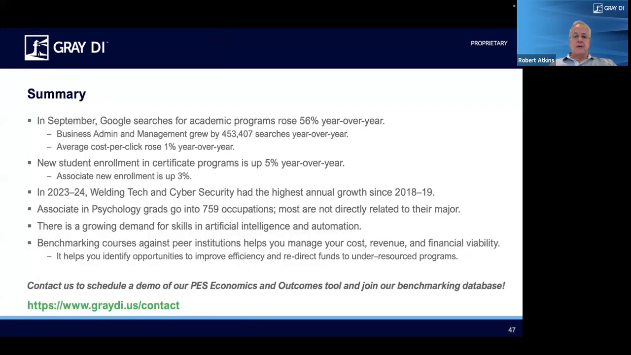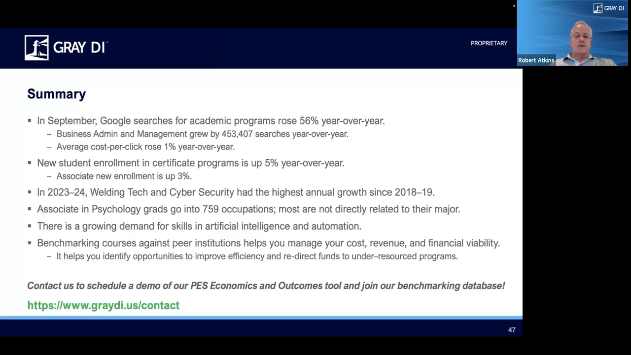So let me summarize. In September, Google searches for academic programs rose 56%. Very promising sign for upcoming enrollment. Business admin and management up 500,000 searches. Average cost per click only up slightly, so we're seeing stable cost of customer acquisition in that particular channel. New student enrollment in certificate programs is up 5%, and associate enrollment's up 3%. Welding and cybersecurity had the highest annual growth since 2018-19. Very substantial growth in those CTE programs.